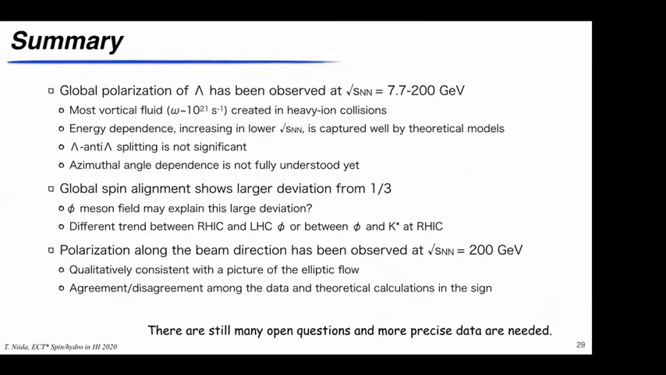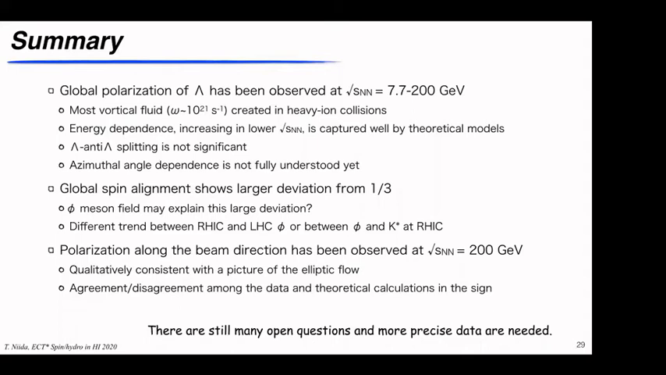So this is a summary. The global polarization of lambda has been observed in gold-gold collisions at 7.7 to 200 GeV. We find that the most vortical fluid is created in heavy ion collisions. We observe the energy dependence: the polarization increases at lower energy, and those results are well described by theoretical models. So far, we don't see any significant difference between lambda and anti-lambda polarization. And there's a puzzle in the azimuthal angle dependence, which is not fully understood yet.